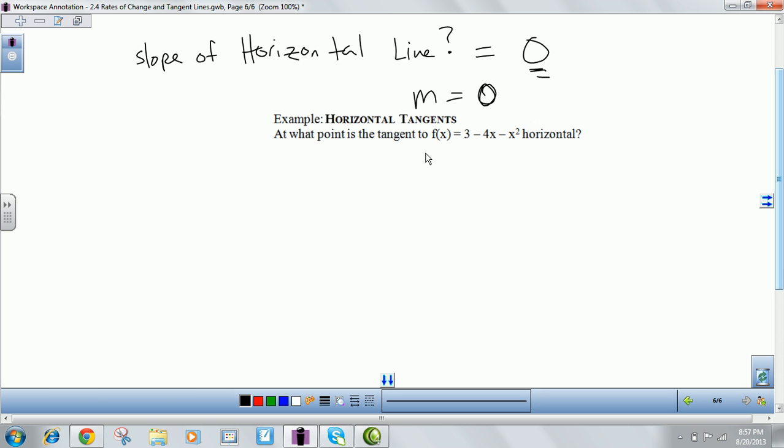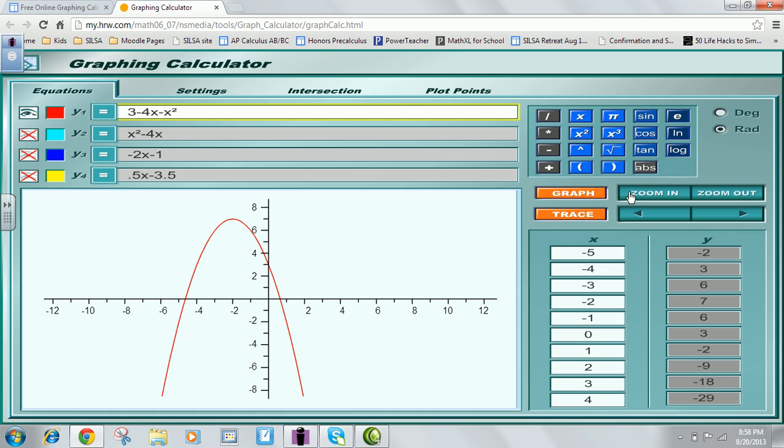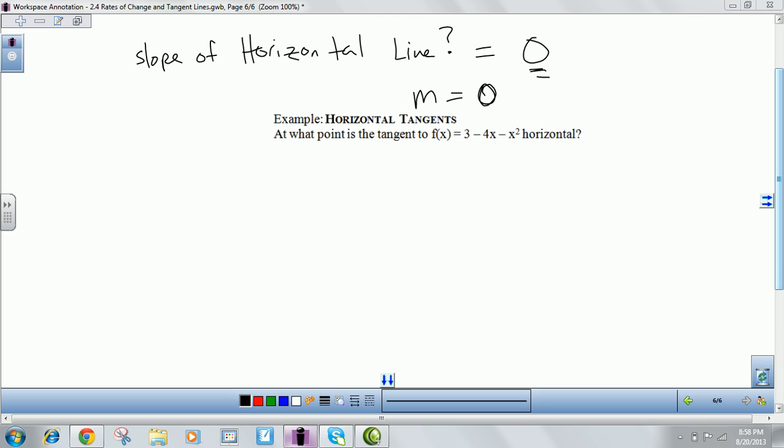Okay, we could try graphing it. We can look at the graph. Let's go ahead and do that. Now looking at the graph, you can kind of tell where this is going to be horizontal. At this point, looks like -2. I don't know if it's exactly -2. It might be. I'm not really sure. Okay? Let's try to find it.